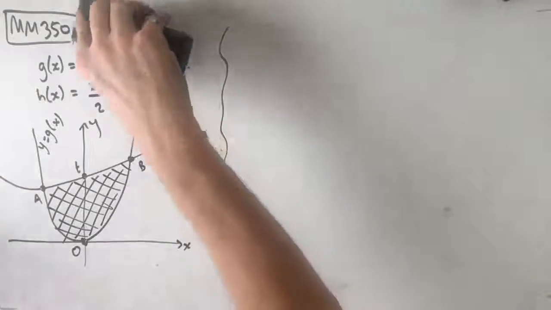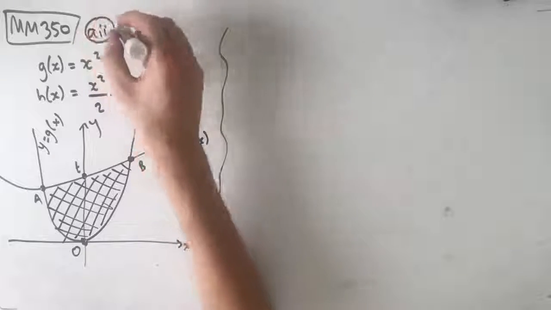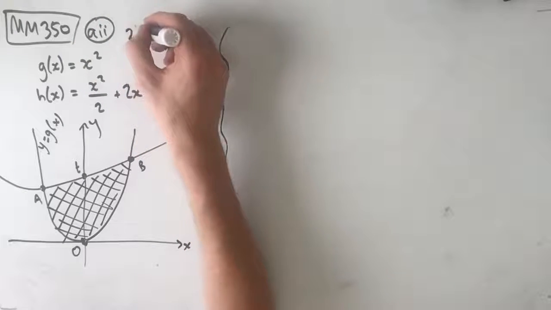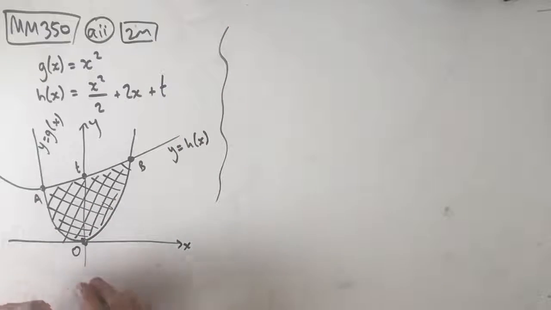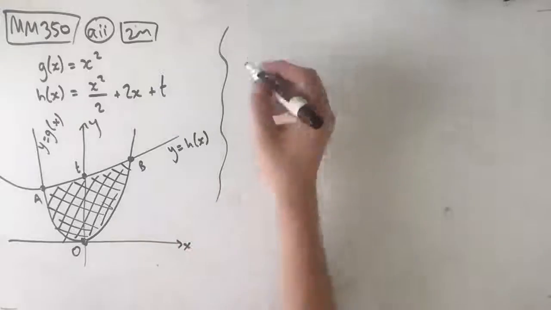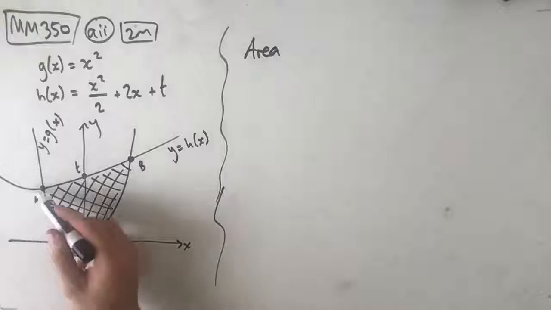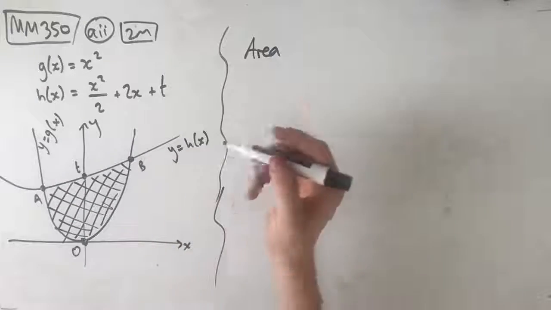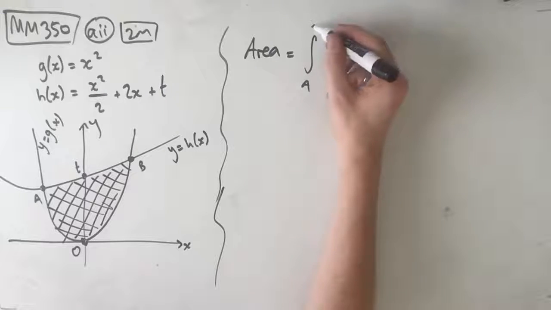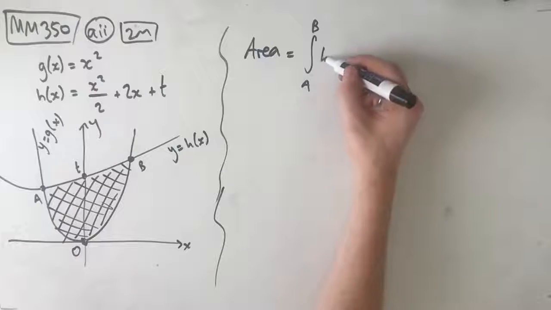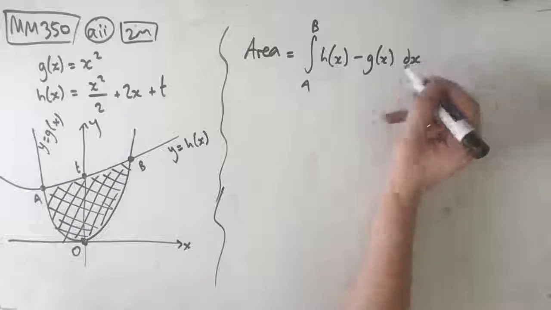and we're going to need to find the area, a unit squared, of the shaded region above bound by the graphs of y equals g of x and y equals h of x in terms of t. So we're finding this area here, and in theory it's pretty straightforward because we're just finding the area between two graphs. So we're doing the area from a to b of the top function, which is h of x, minus the bottom function, which is g of x dx.